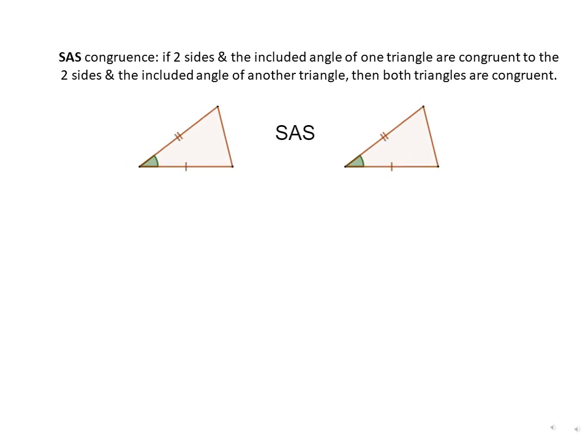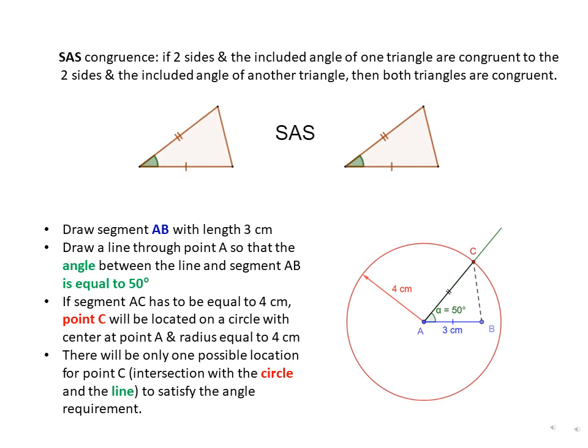The SAS congruence theorem states that if two sides and the included angle of one triangle are congruent to the two sides and the included angle of another triangle, then both triangles are congruent. Below it is shown that once we select the length of two sides and the measure of the included angle, only one possible triangle can be drawn.